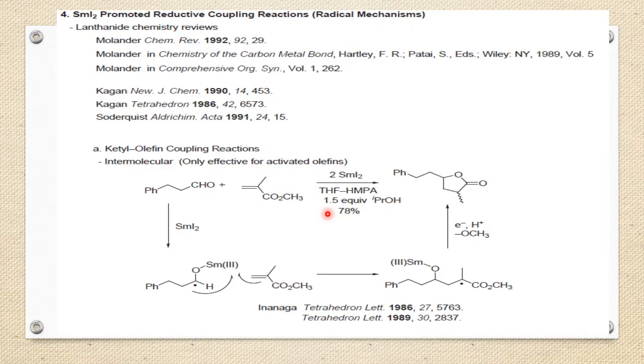Samarium iodide promoted reductive coupling reactions also come under this category, wherein you can think about intermolecular reactions, an aldehyde and a double bond, in the presence of two molecules of samarium iodide in THF-HMPA, in the presence of isopropanol, you get a cyclic lactone, in this case a five-membered cyclic lactone.